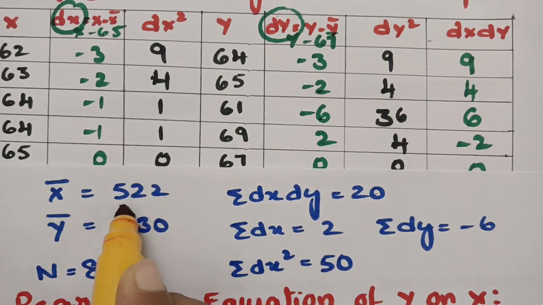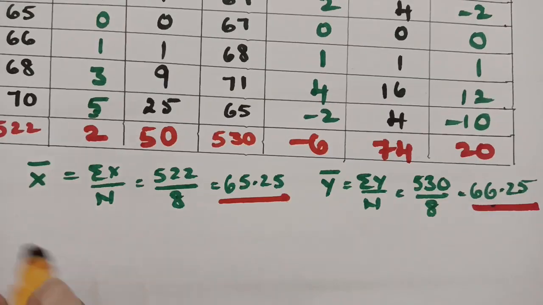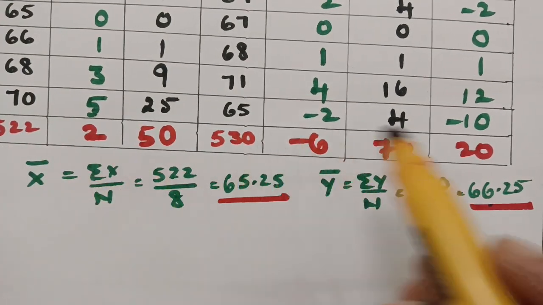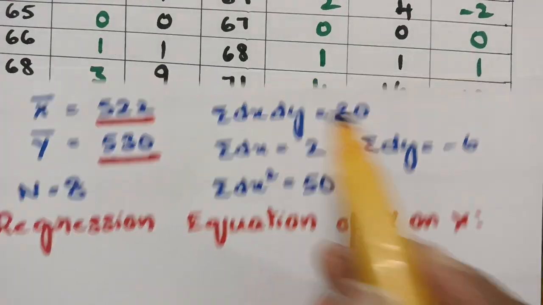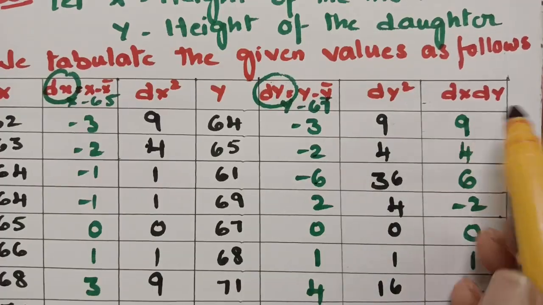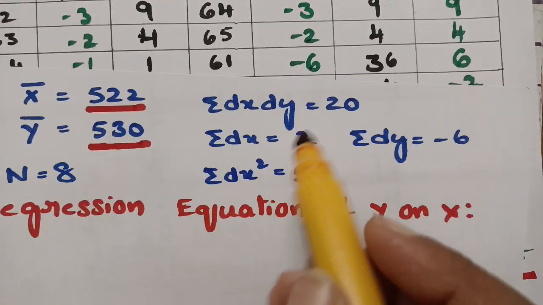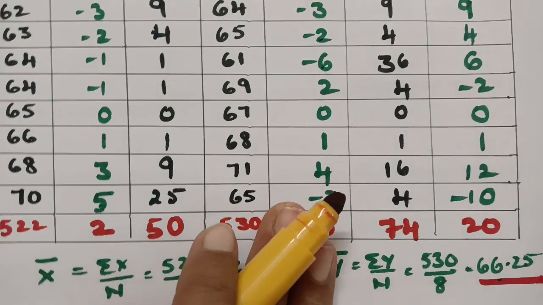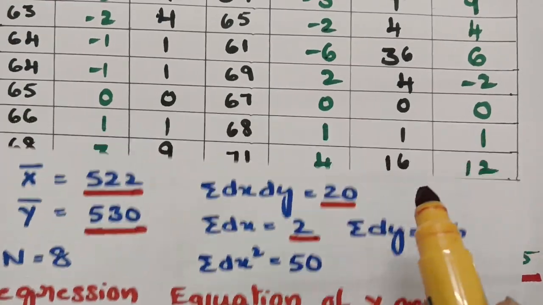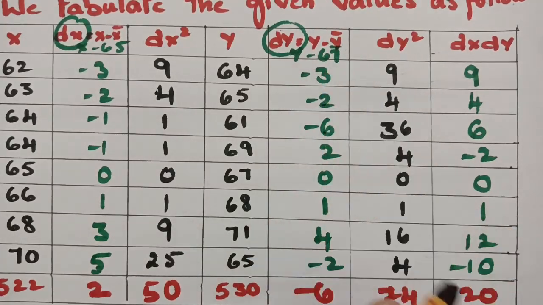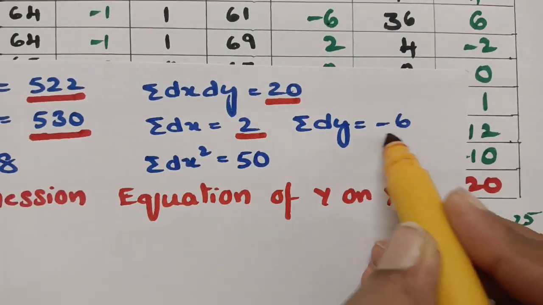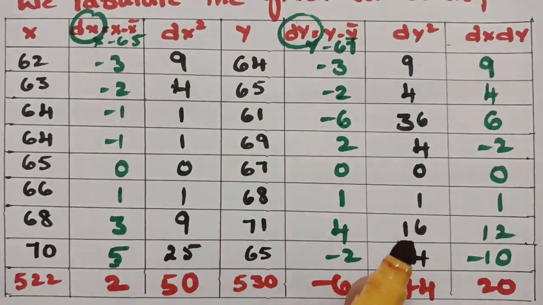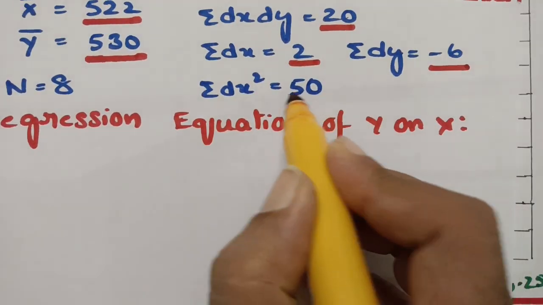That is the sigma x bar 522. See here, I am showing you, this is sigma x bar, this is 522 here, and sigma y bar, this is 530 here. Sigma dx dy, so this column is sigma dx dy, which is equal to 20. And sigma dx, the value here is equal to 2. Sigma dy, the total is minus 6, and sigma dx square here is nothing but 50. So all the values are ready.